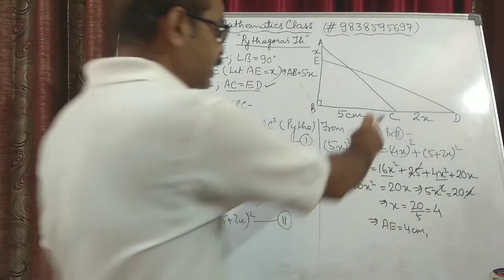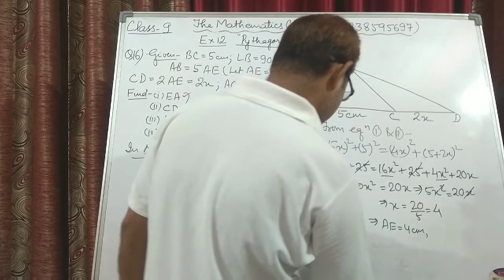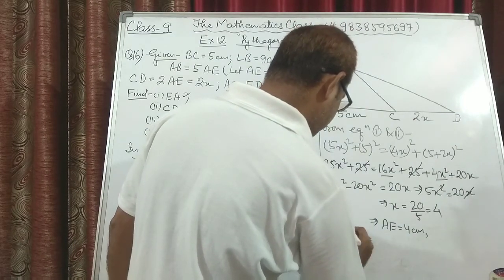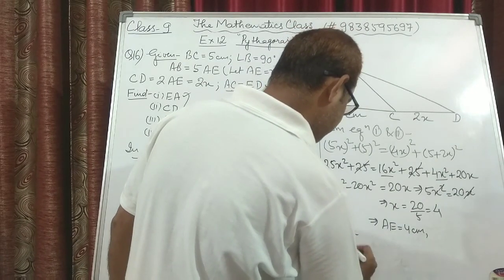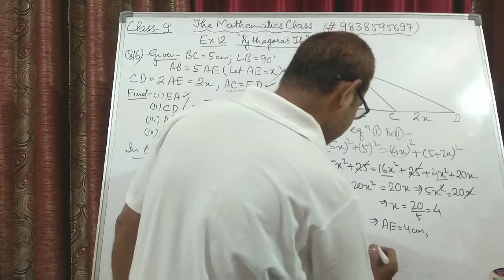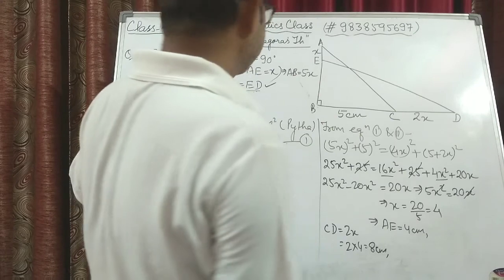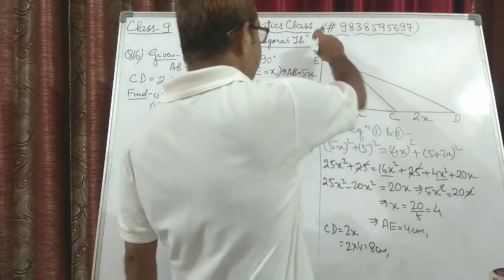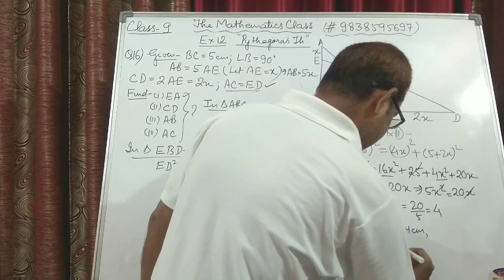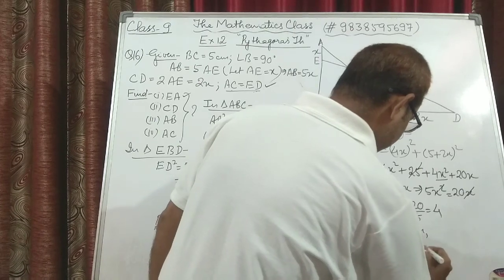Now we need CD. CD is 2 times of x. So CD is equal to 2x, that can be written as 2 into 4, that is 8 units or 8 centimeters. Next is AB. AB was 5x.